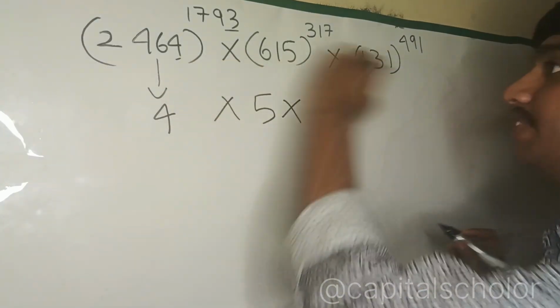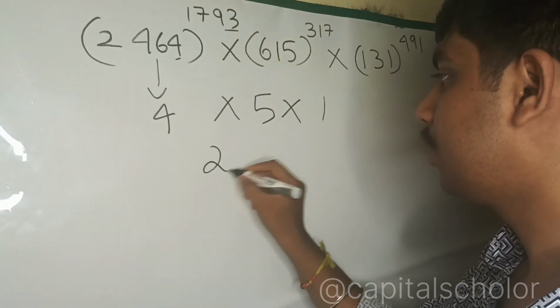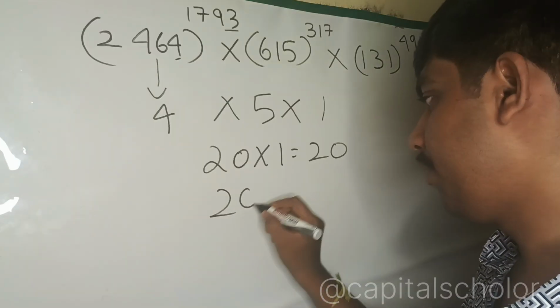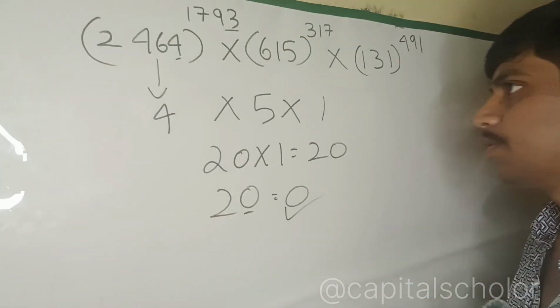What is the unit digit of this number? If they ask in an exam, 4 5s are 20. 20 into 1 is equal to 20. So the answer will be 20. What will be the unit digit of 20? It is 0. So the answer will be 0.